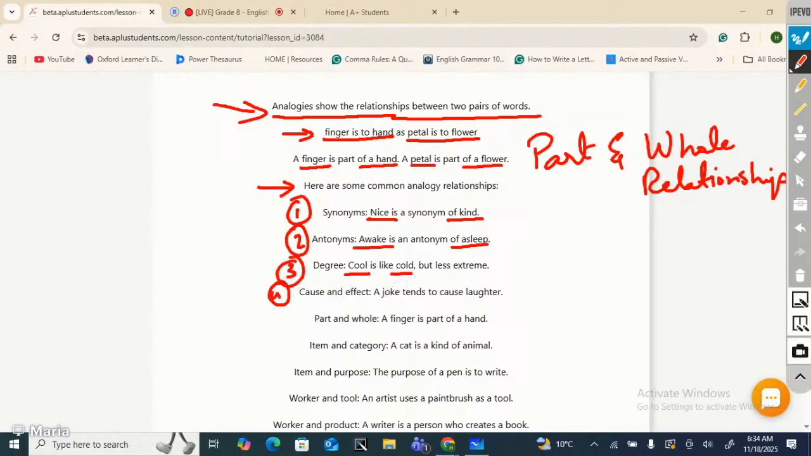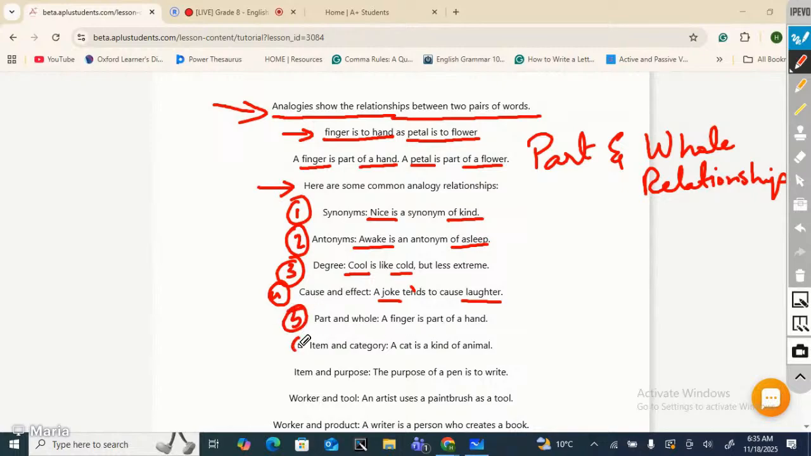Cause and effect. A joke tends to cause laughter. So what does a joke cause? Laughter. What can be the effect of a joke? It can be laughter. So cause and effect can also be a relationship between two words. Then part and whole. A finger is part of a hand.